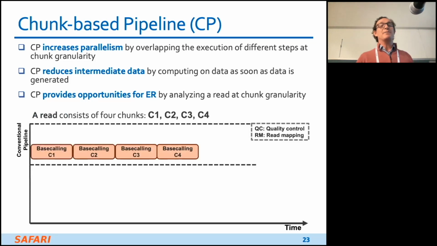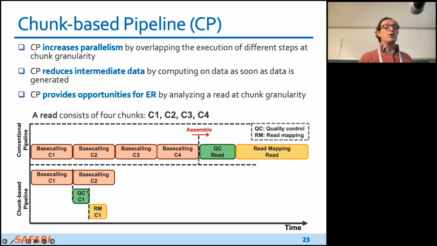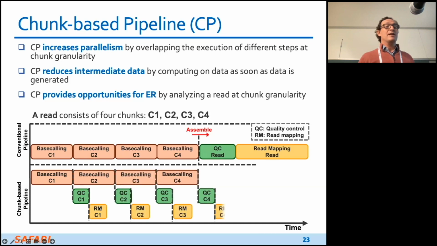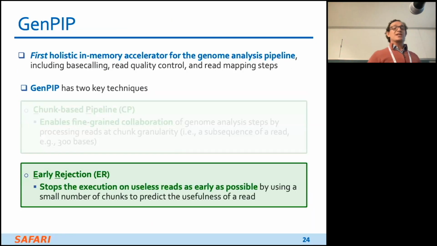This is our conventional pipeline. You base call the entire read, and then you do some assembly on top of this, and then you do read mapping. Instead of that, we do base calling of a chunk, and then we start quality control and read mapping. And then we pipeline the quality control and read mapping of the first chunk with the base calling of the second chunk. So this way you can save cycles. So the basic idea is essentially fine-grained pipelining, but this also enables us, as I said, for example, if you discover over here that this read is not going to be good quality, you can stop the base calling of the remaining chunks. Okay, so early rejection, I'm kind of giving you the idea.